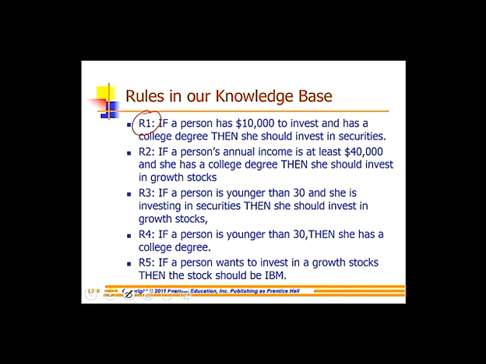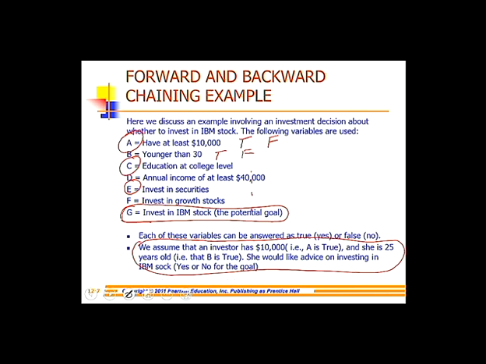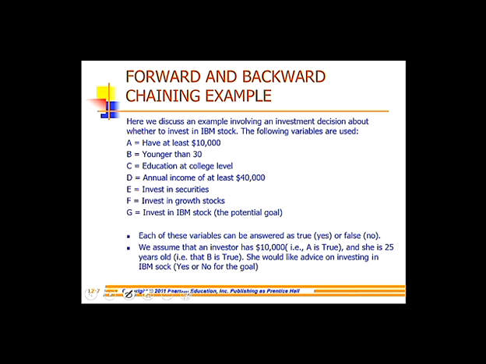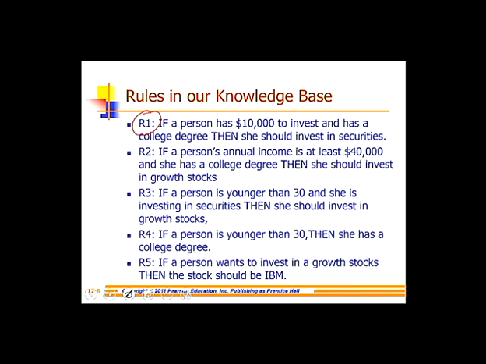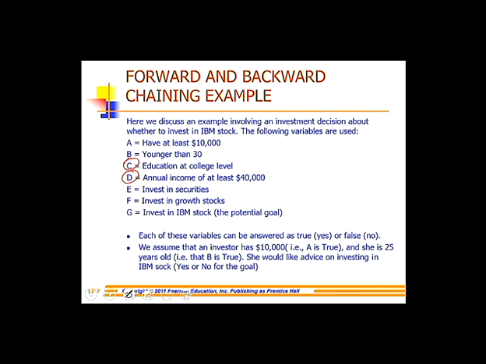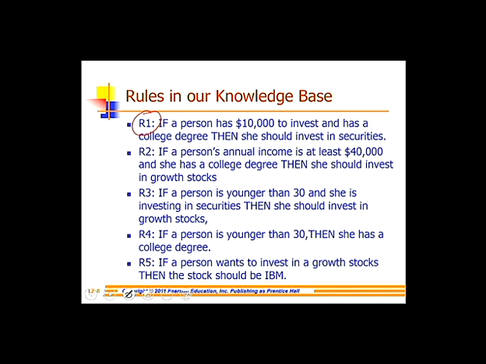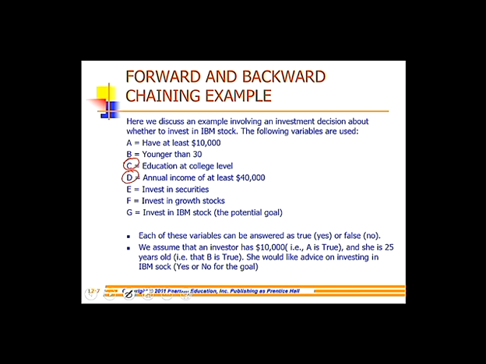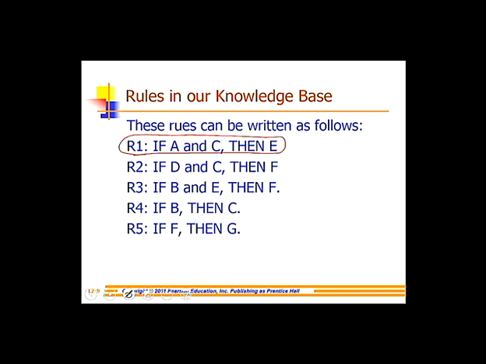Similarly, the second rule is, if the person's annual income is at least $40,000 and has a college degree, then she should invest in growth stocks. Having income of at least $40,000 is D. So if D is true and a college degree, C, is true, then she should invest in growth stocks. Growth stocks is F. So if C is true and D is true, then F is true. This is the second rule. If C and D are anded together, the order doesn't matter. If D and C or C and D, it doesn't matter, then F is true, right?